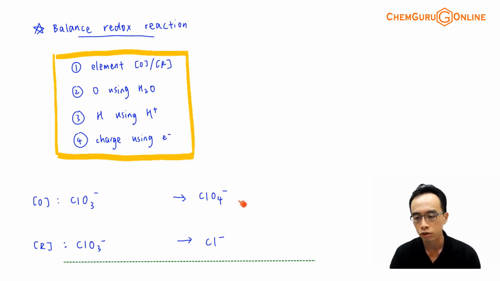Now, involving the oxidation half equation, the first thing is I balance the element. And you notice for the oxidation half equation, on the left hand side I have one Cl. On the right hand side I also have one chlorine.